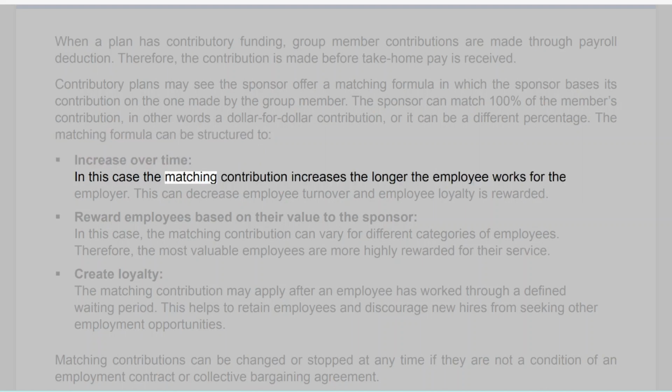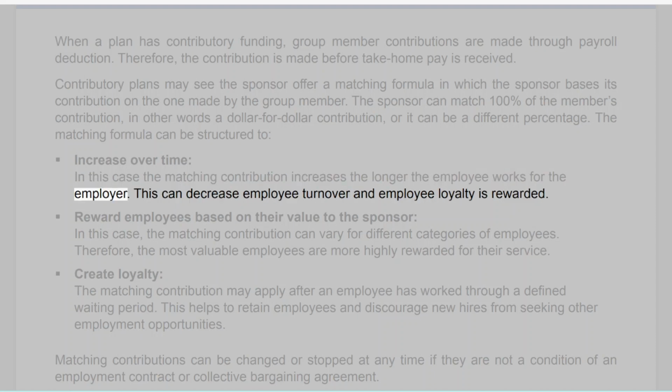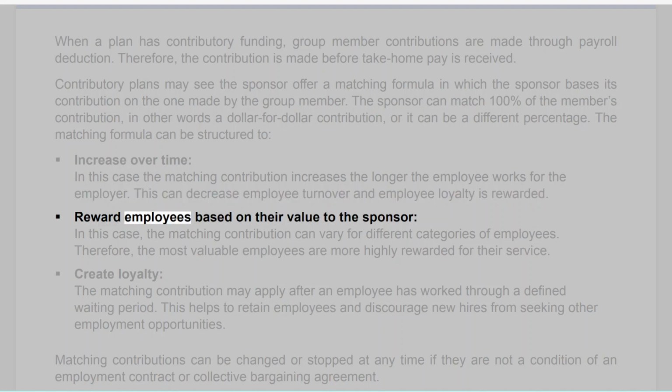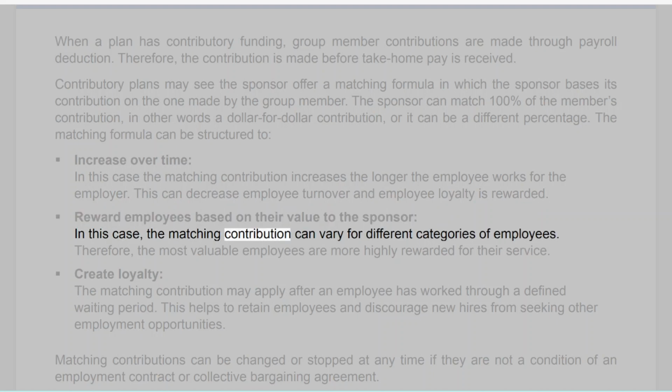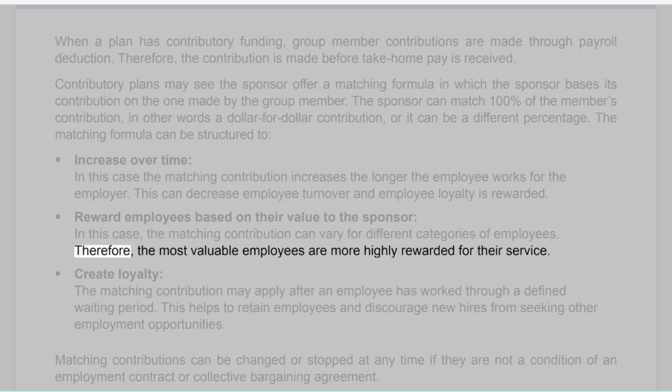In this case, the matching contribution increases the longer the employee works for the employer. This can decrease employee turnover and employee loyalty is rewarded. Reward employees based on their value to the sponsor. In this case, the matching contribution can vary for different categories of employees. Therefore, the most valuable employees are more highly rewarded for their service.